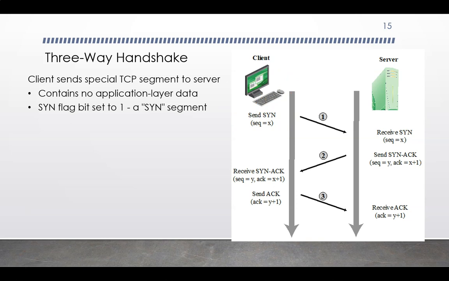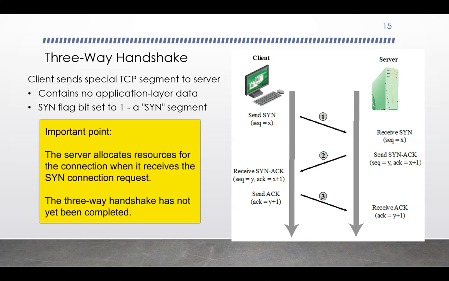The server then receives this segment and allocates buffers and variables to the connection. So note that work is already being done on the part of the server, and we haven't even completed the three-way handshake to commence the conversation. This is an important point. The allocation of the buffers and variables on the part of the server prior to completing the third step of the three-way handshake is what makes TCP vulnerable to a denial of service attack known as SYN flooding.